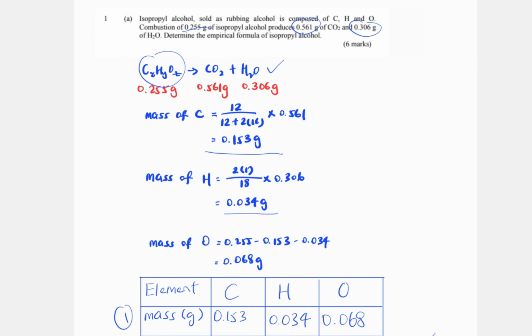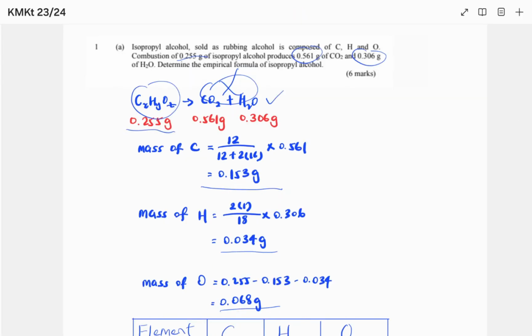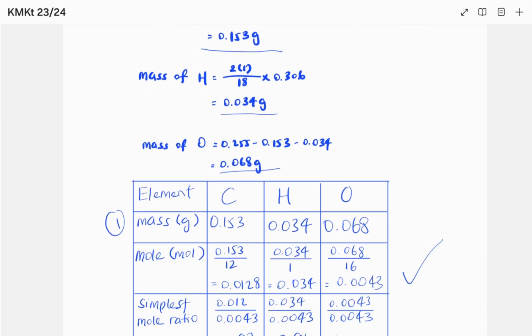To find the mass of oxygen, we can't use the mass given from the product because the oxygen will be used during the combustion. So to find the mass of oxygen, we need to use the mass of the reactant, which is 0.255 gram. So we use 0.255 gram minus 0.153, which is the mass of carbon, and then minus 0.034. So we get the mass of oxygen, which is 0.068 gram. So we copy all the mass we get for each element into the table, and we are done for the first step, finding the mass of each element.